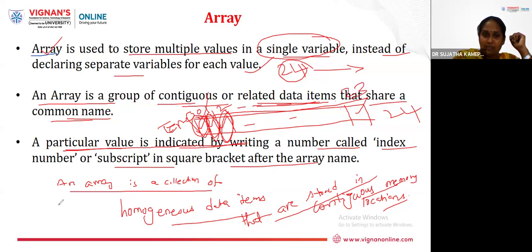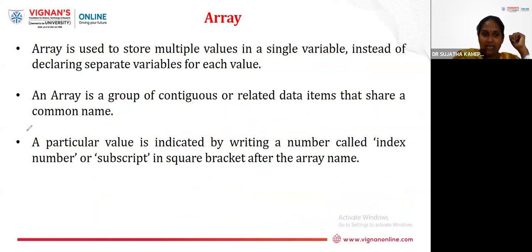Now, how is the first element represented? After the array name, we are going to write a subscript value or an index value within the square brackets. This is the array name. If I want to access the first element, its subscript is 0. If I want to access the next element, I can write its subscript as 1. If I want to access the last element, I can write its subscript as 23. Right? So like that, I can access the elements of an array.